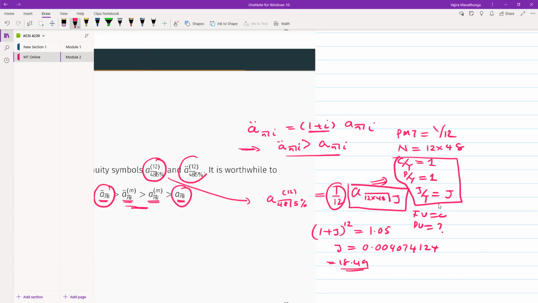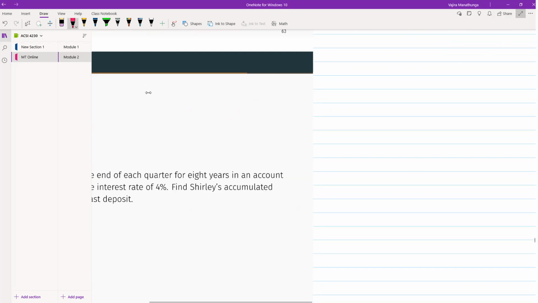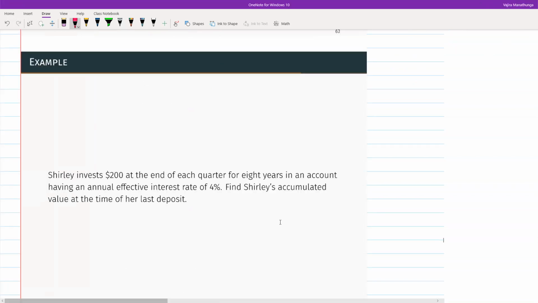The same setup for this one, but the only thing is to set the calculator to due. Okay, remember that. Sometimes that's a big mistake we make. Okay, let's go to the next problem.